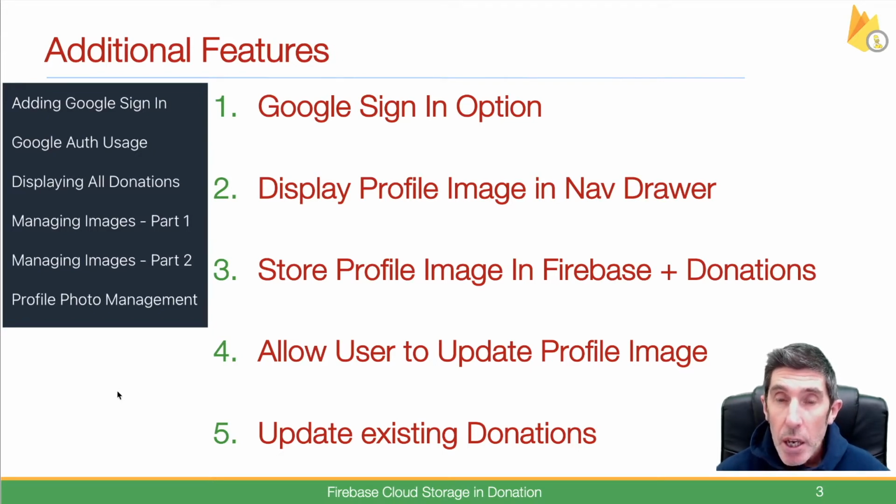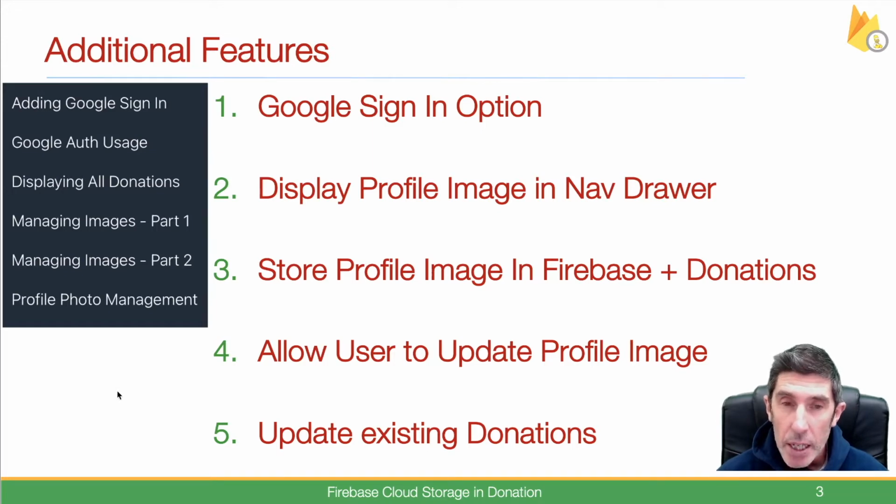Initially, when they log in, if it is their Google profile pic, we will store that Google profile pic in storage in Firebase, as well as associate that image with a particular donation. If they're not signed in with Google, if it's still a standard email password, we will store that basic, standard default picture image of Homer.